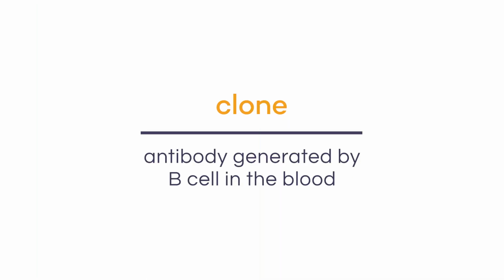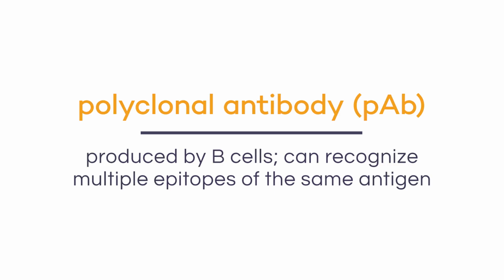We already discussed that antibodies are generated by B cells in the blood serum. Each antibody is generated by a specific B cell in the blood. Each one of those antibodies is called a clone. That's why these antibodies are called polyclonal, because they come from several different B cells.